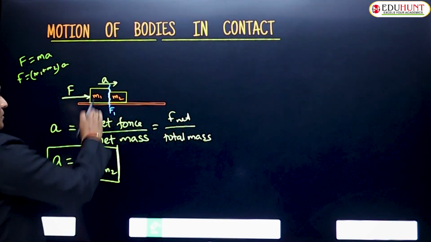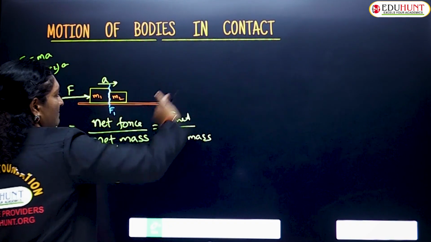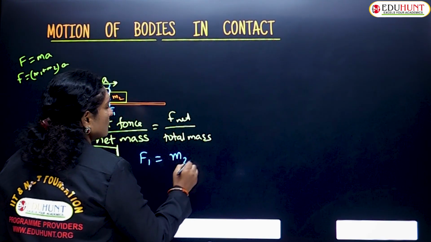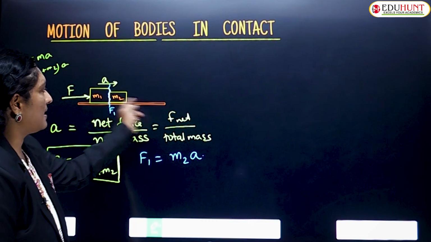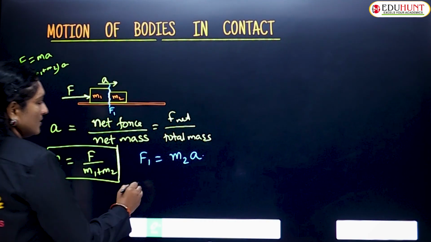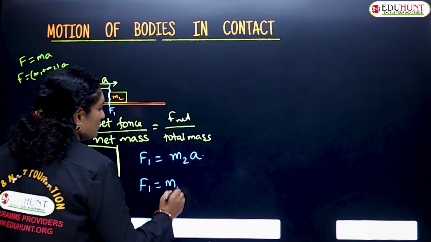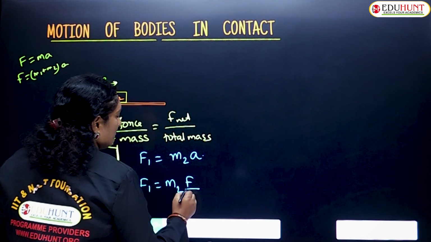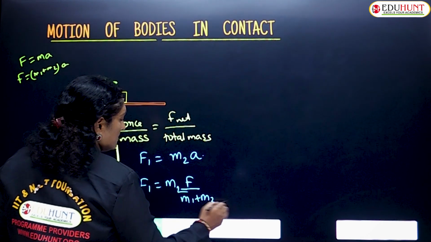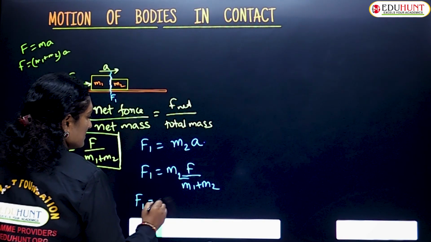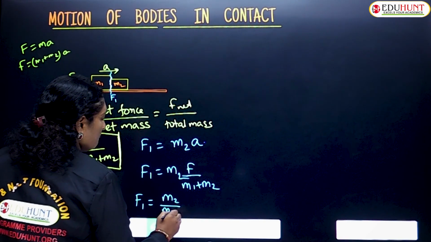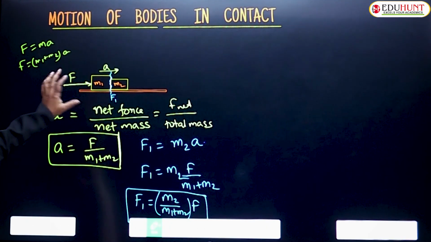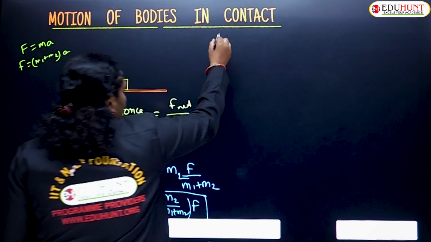So clearly because of this force F1, the second mass M2 will be accelerated. So we have F1 is equal to M2 into A. F1 is equal to M2 times the acceleration of both bodies, which is nothing but F by M1 plus M2. Hence the contact force is given by M2 by M1 plus M2 into F. That's it.